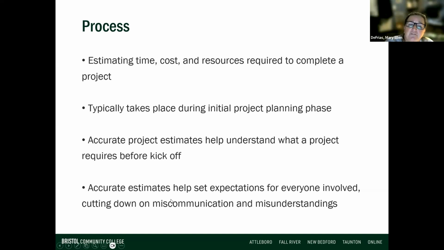The more accurate your estimates can be, the better you have set the table, right? You've set those expectations, okay? And I like to provide it in writing, because that way you cut down on miscommunication and misunderstanding. In fact, when we go out and request project estimates for projects that we have at my work, we are required to get them in writing.